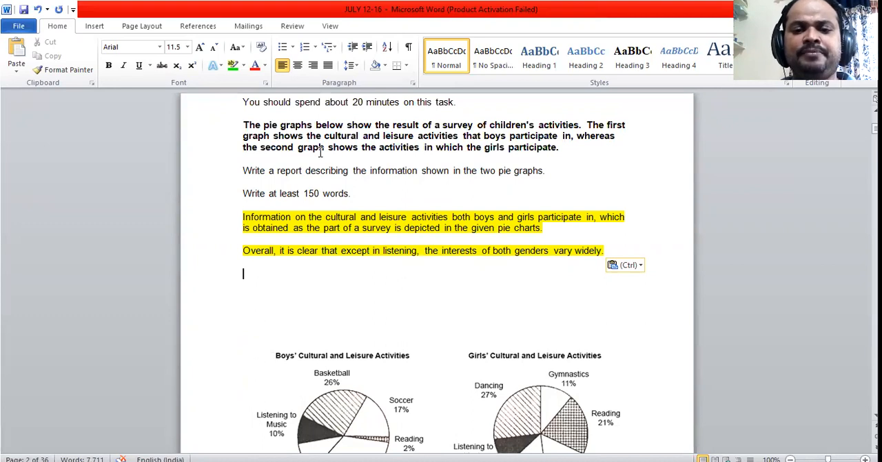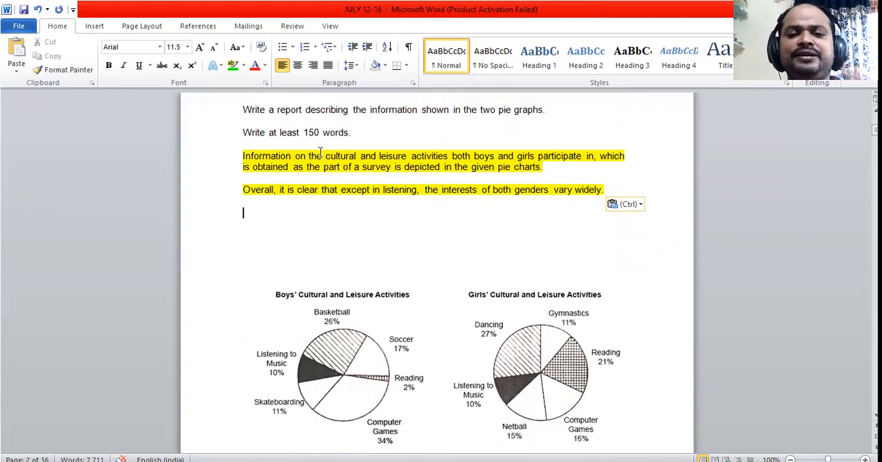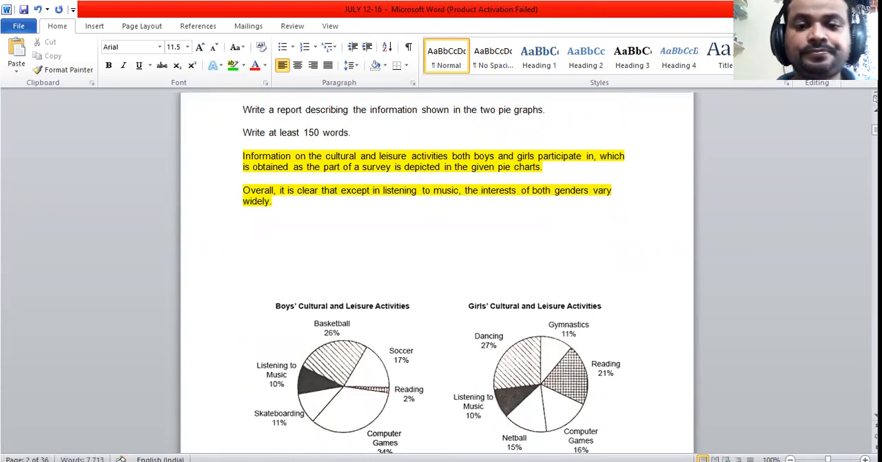At the same time, I've got a clear overview. It's clear that except in listening to music, the interests of both genders vary widely. Okay.